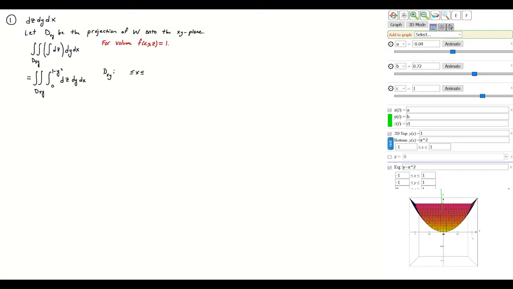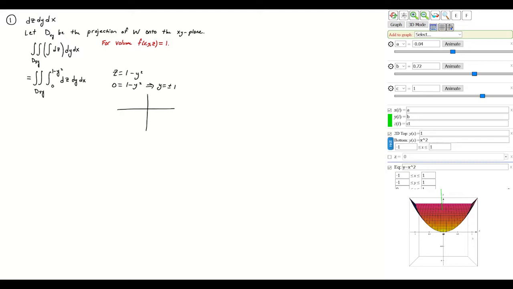Now, without a graph, how would you do this? Well, without a graph, let's backtrack for a minute here. What I would actually do is take the parabola z equals 1 minus y squared, and see what it looks like when you intersect it with z equals 0, which gives us y equals plus or minus 1.